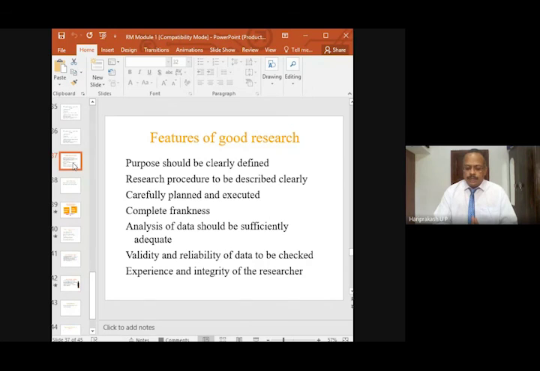Integrity. Integrity means being truthful while doing the research. That is very important. So when you ensure that all these aspects are there in your research, then it becomes a good quality research.